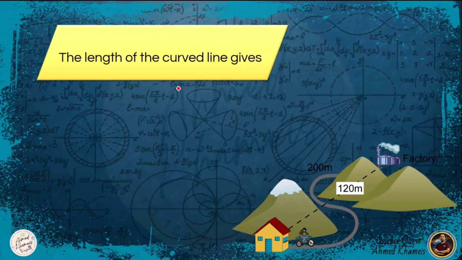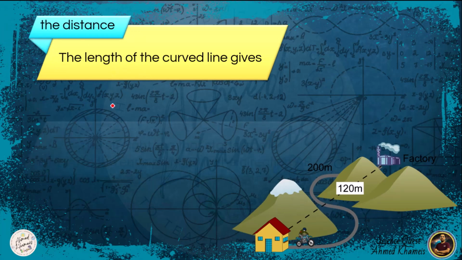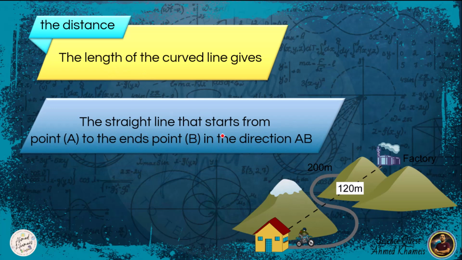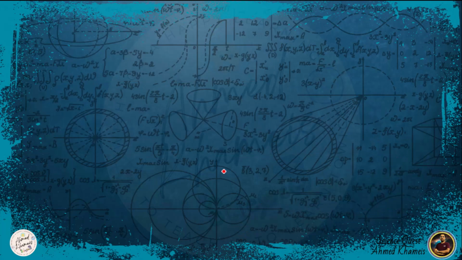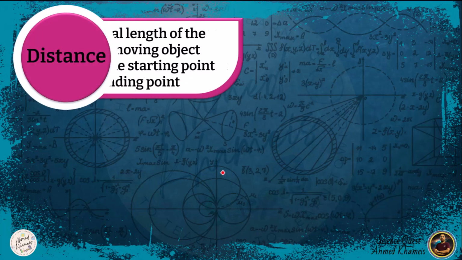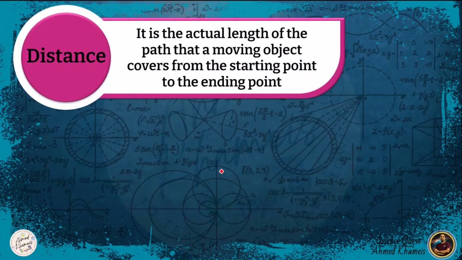So the length of the curved line is the distance, and the straight line from the start point A, which is the home, to the end point B, which is the factory, in the direction AB, is the displacement. So the distance is the whole journey, or the actual length of the path that a moving object covers from the starting point to the ending point.